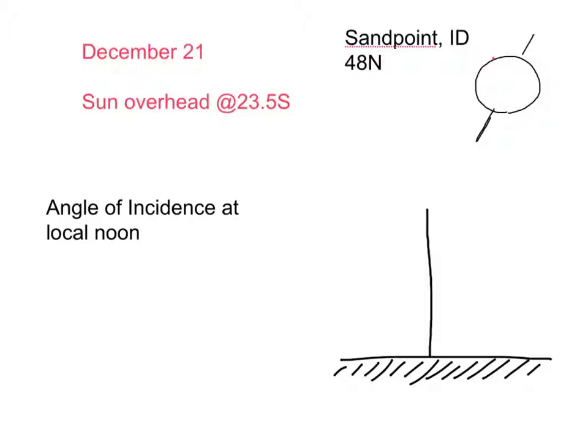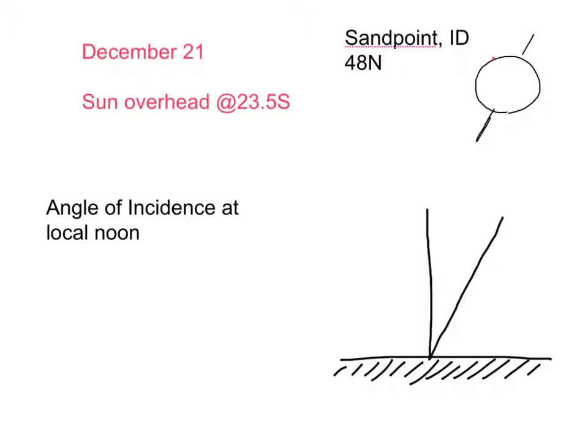So we can add together the 23.5 degrees south latitude, and what that would basically imply is that at the equator, if we were to ask this question, if we were at a location on the equator, at local noon the sun would be 23.5 degrees off from the direct angle of incidence. So that would be our angle of incidence at the equator.